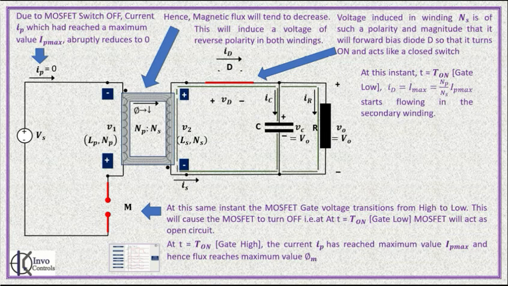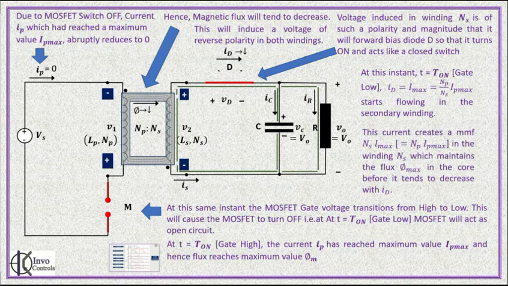The value of Imax is such that the magnetomotive force Ns into Imax generated in the secondary winding at T equal to T on gate low will be equal to the magnetomotive force Np into Ip max generated in the primary winding at T equal to T on gate high. This ensures that maximum flux phi m is maintained in the core at T equal to T on gate low even after transition of the gate signal from Vg to 0.